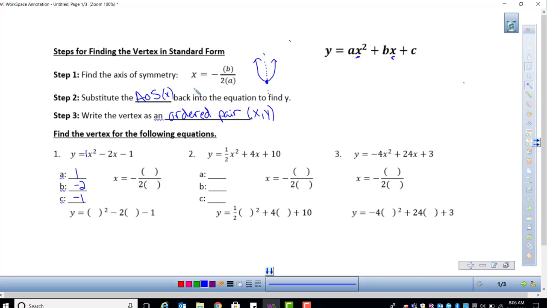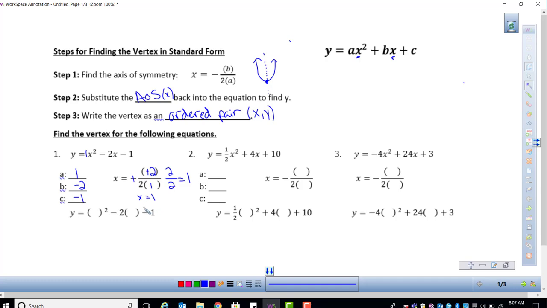So finding the axis of symmetry, we have to put negative b, which is negative 2, over 2 times a, which is 1. Since I have a negative and a negative, negative negative turns into a positive. So I have 2 over 2 times 1, which is 2. 2 over 2 equals 1. So x equals 1. That is our axis of symmetry.